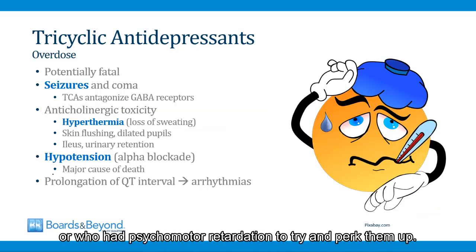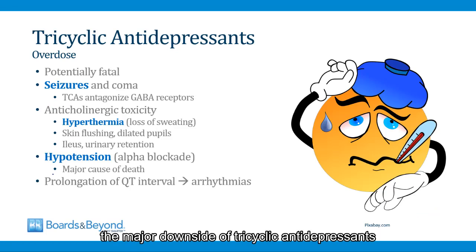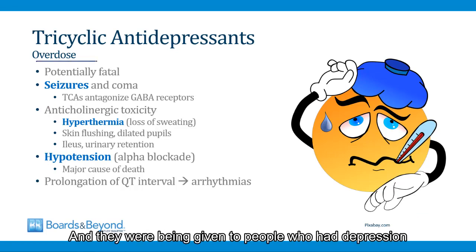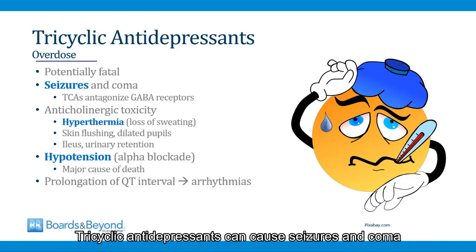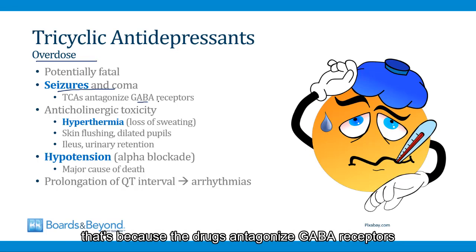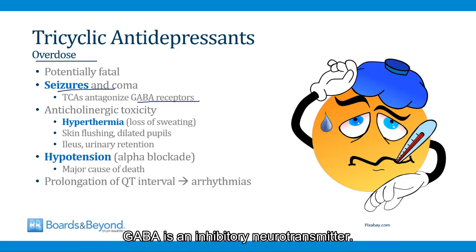Besides all the side effects, the major downside of tricyclic antidepressants was that they are potentially fatal in overdose, and they were being given to people who had depression and who were prone to suicidal ideation and suicide attempts. Tricyclic antidepressants can cause seizures and coma. That's because the drugs antagonize GABA receptors in the brain. GABA is an inhibitory neurotransmitter, so when you block GABA effects, you get overactivity of neurons in the brain, and that can lead to seizures.